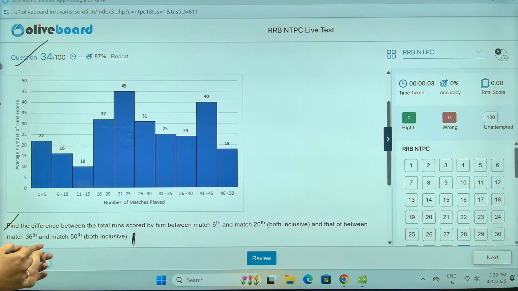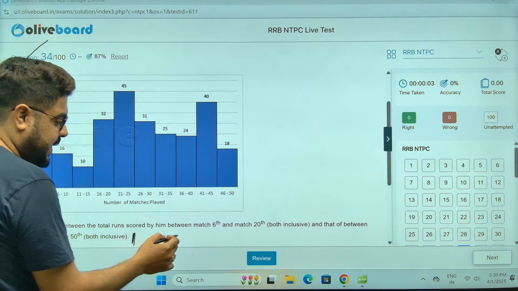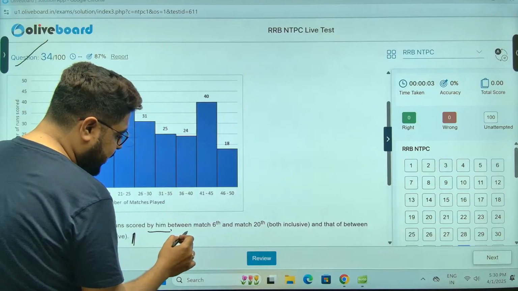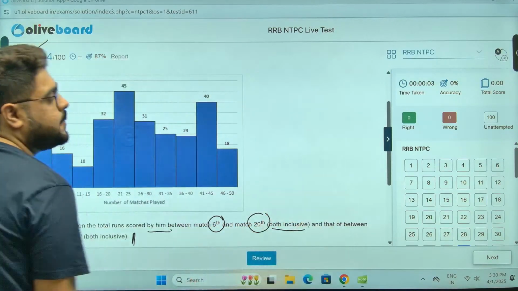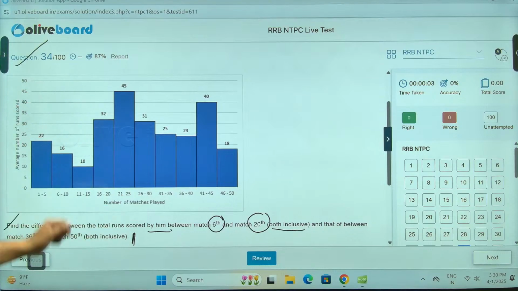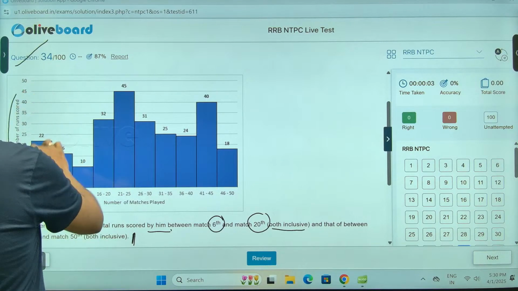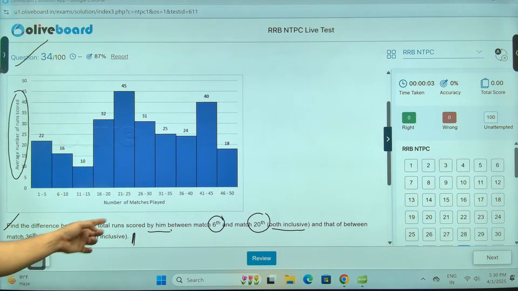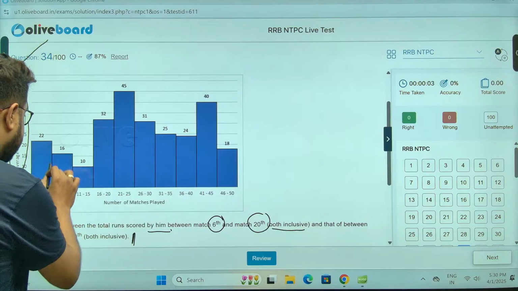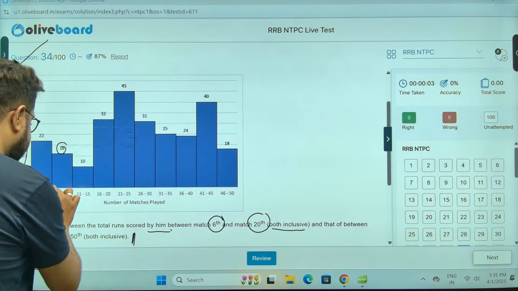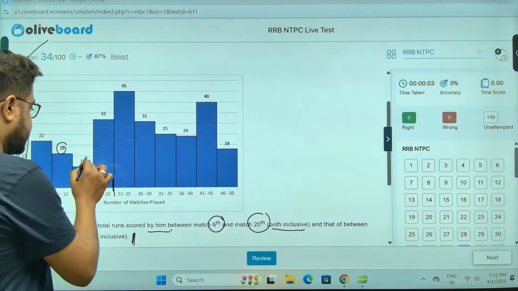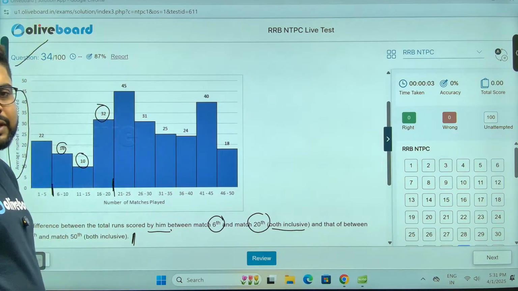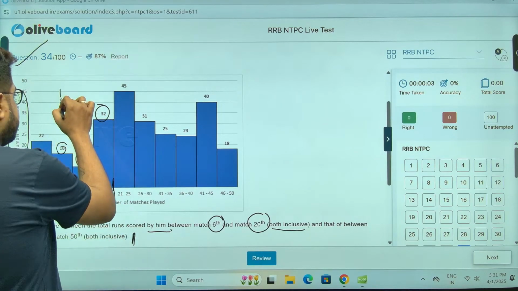Find the difference between the total runs scored by him between the 6th match and the 20th match, both inclusive. These are all averages given, the average number of runs scored. So 6th to 20th. 6th means this one, this is where the 6th match starts. 20th means this much, sir. So 16, 10, 32. So total, sir.